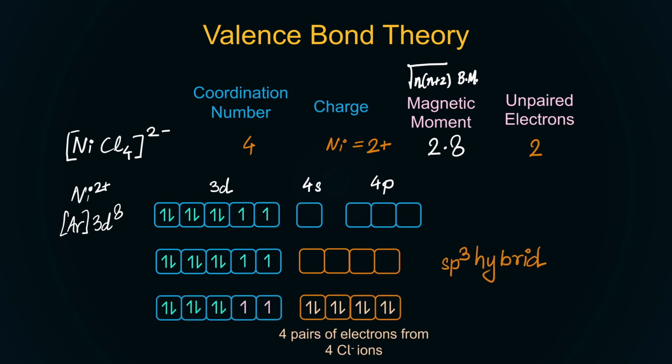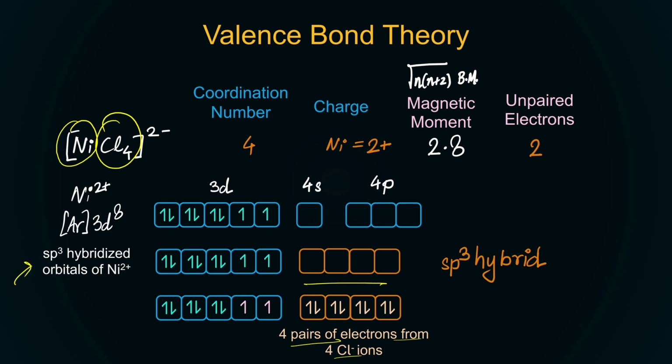So clearly what happens next is that these chloro ligands behave as a Lewis base and donate electrons to the hybrid orbitals of nickel, which behave like a Lewis acid. You get 4 pairs of electrons from 4 chloride ions, chlorido, if you like the way the naming works. So let's write that down: sp3 hybridized orbitals of Ni2+ are shown by this, and this forms a high spin complex.